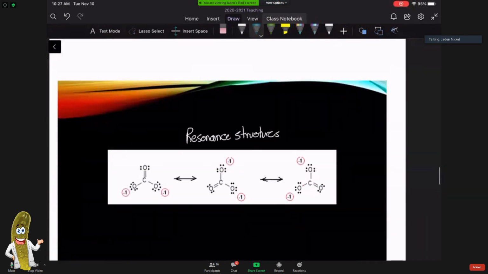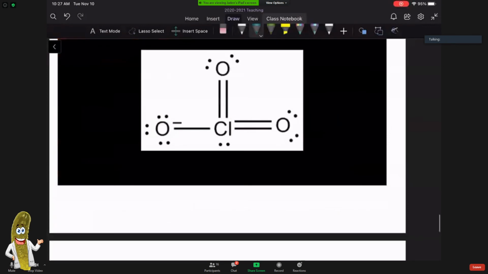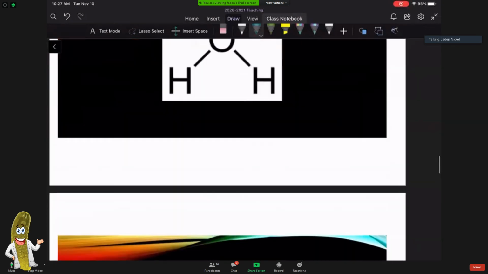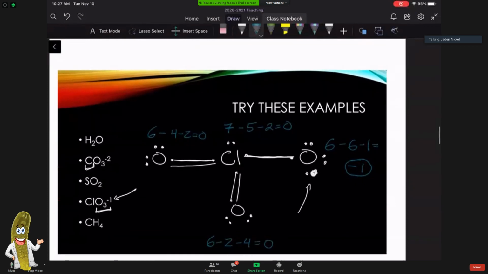So we know we've drawn that correctly. And if I scroll down just a little bit, there's our correct answer. Again, I said it does not matter which side the single bonded or negatively charged oxygen goes on. It doesn't matter which side it's on, so long as it's there.